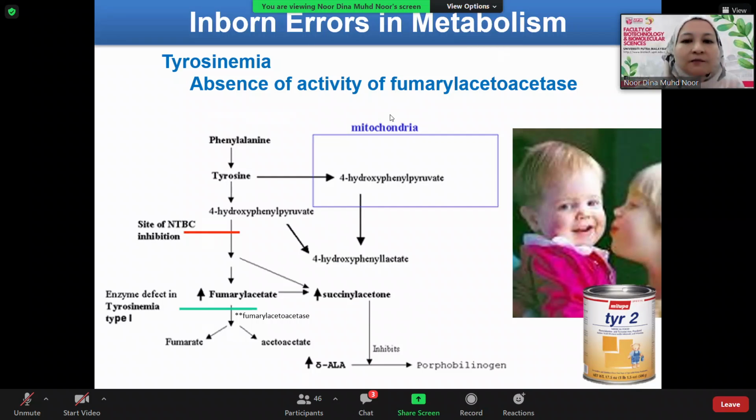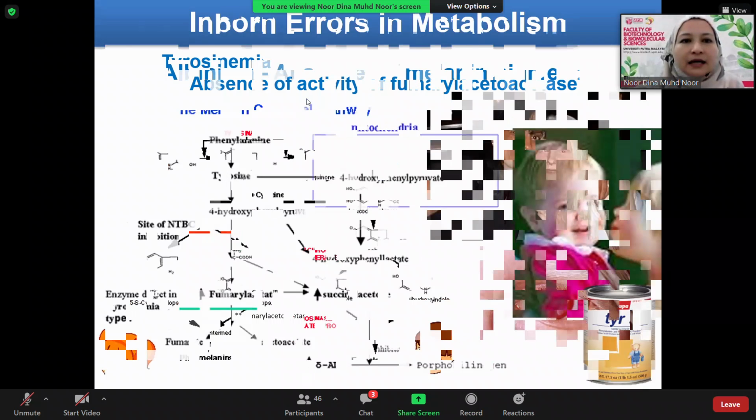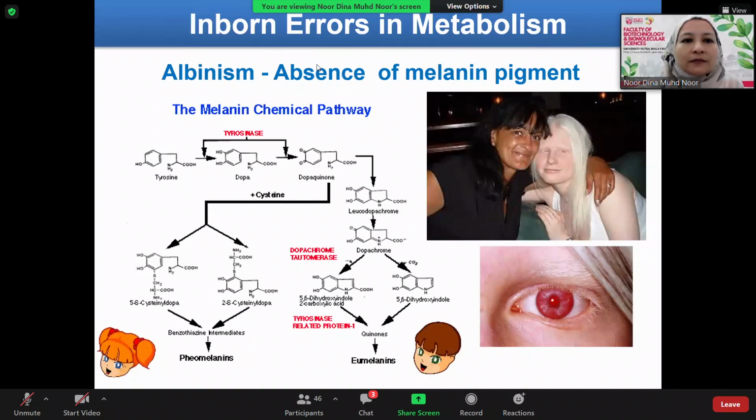And this is another inborn error as well, which involves tyrosinemia. Tyrosinemia is the absence of the enzyme fumarylacetoacetase. Those that have tyrosinemia have an inability of this enzyme here. So it can cause the enzyme defect in tyrosinemia type 1.